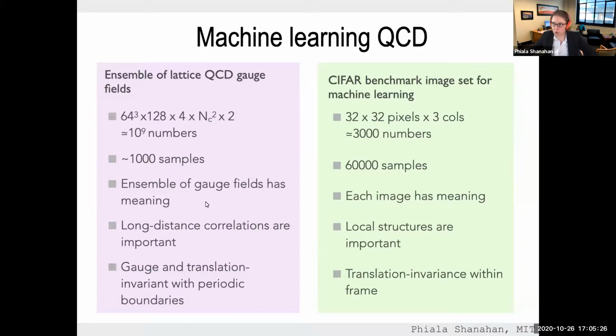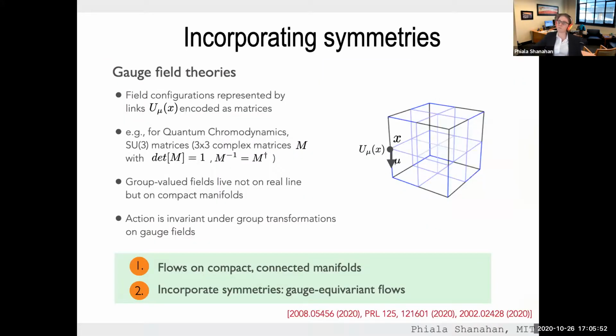It's really the ensemble of gauge fields that has meaning. We want a precise probability distribution over them instead of each image having meaning in itself. Long distance correlations are important for us, whereas in an image you have local structures like a nose or an eye that are meaningful in themselves. We have these complicated symmetries that you don't have in images. Okay, so we can be inspired by what's done in machine learning, but we really have to go back and design algorithms from the start.